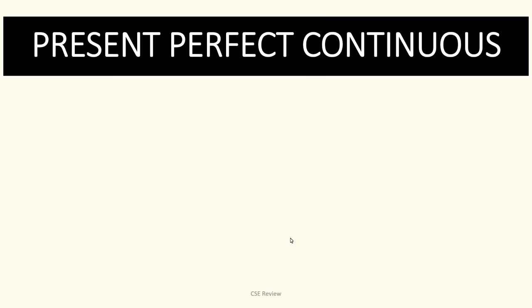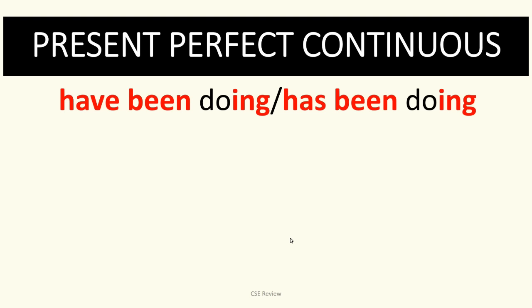Okay? Next, present perfect continuous. Ang present perfect continuous, ibig sabihin nun, okay? Yung sentence, ang nakalagay, have been doing or has been doing. So, I have been running, I have been writing, okay? Or they have been, okay? Or he has been writing, he has been doing this.